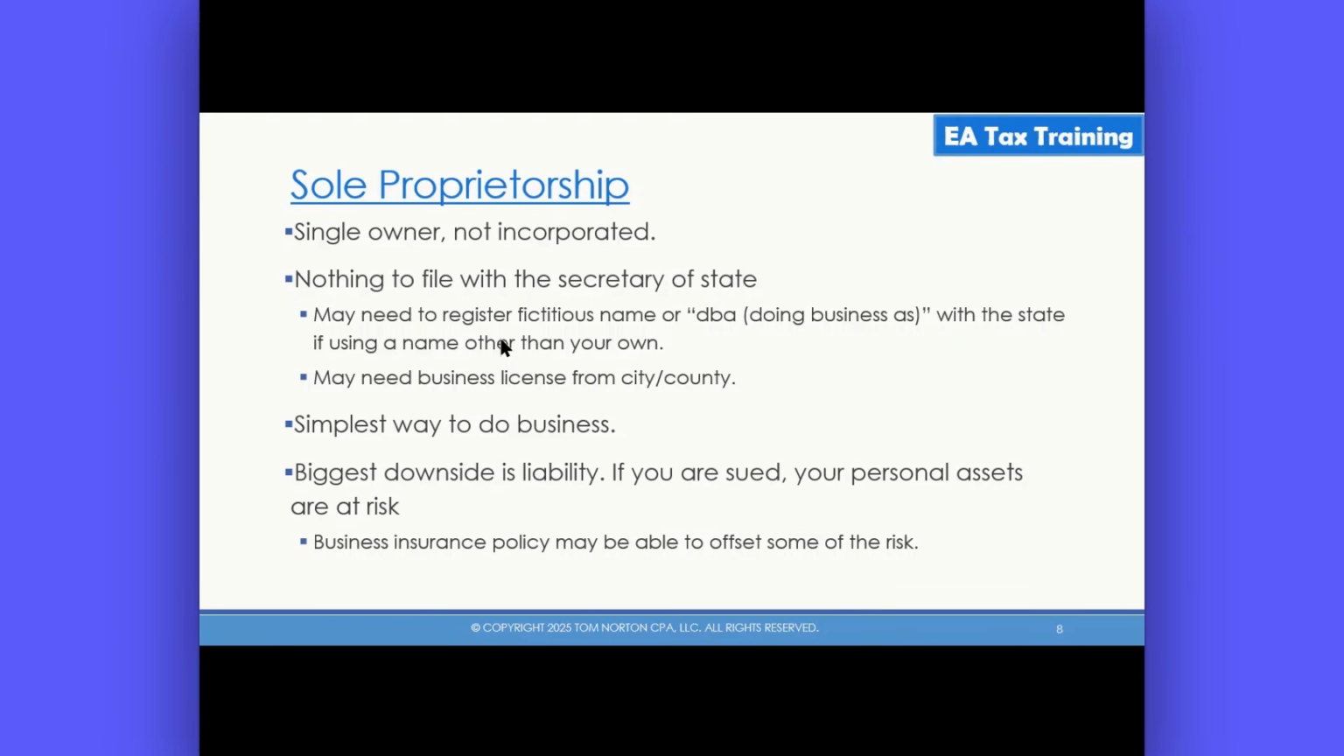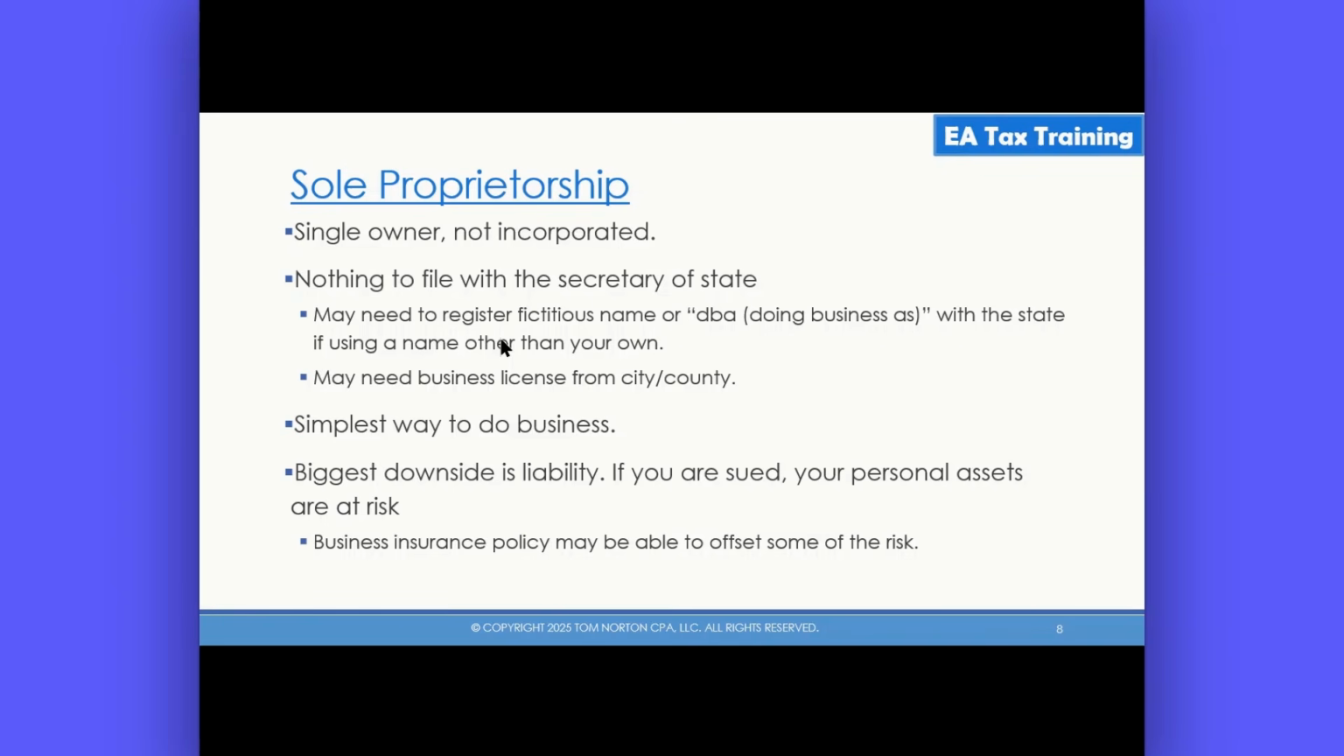The biggest downside to the sole proprietorship is liability. So if you are sued, then you are going to be sued personally, and so your personal assets are at risk. And a lot of people get very upset about this and very uptight about this. But for most businesses, you can offset most of that risk by buying insurance policies.